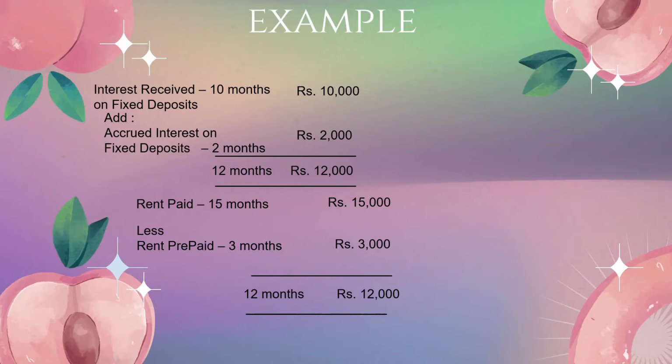Now rent paid. Here we have paid rent for 15 months. See, actually final accounts we prepare for the period of 12 months, but here there are 3 months excess. That means 3 months is for the next accounting period. So that we should subtract. We should consider only expenses or income related to that particular accounting year, that is for the period of 12 months. Okay, so you are subtracting. So rent prepaid or paid in advance will be subtracted.